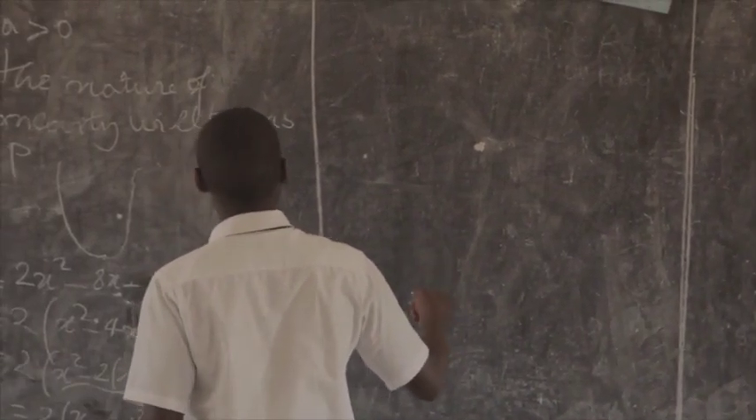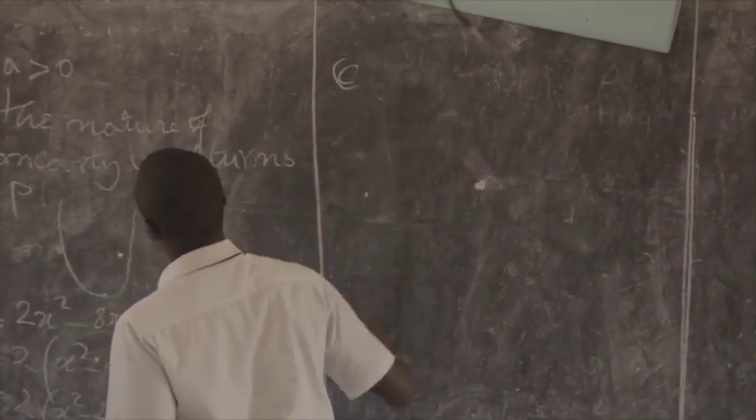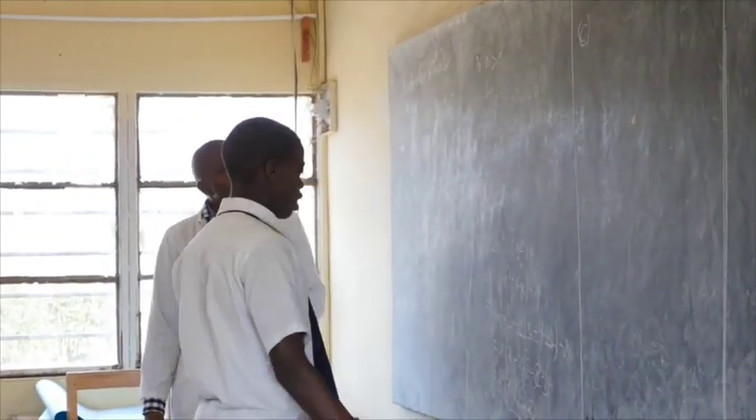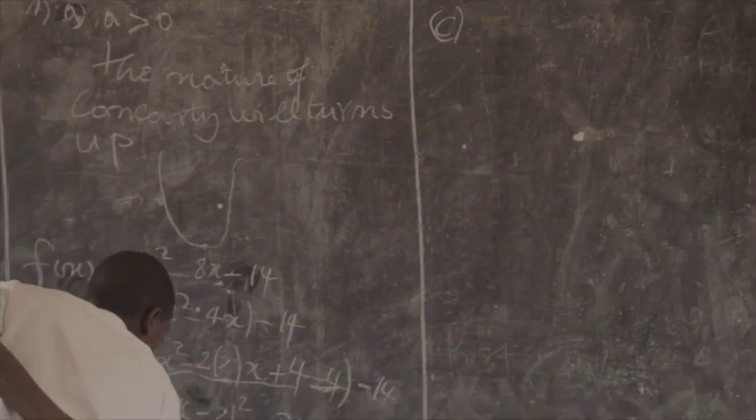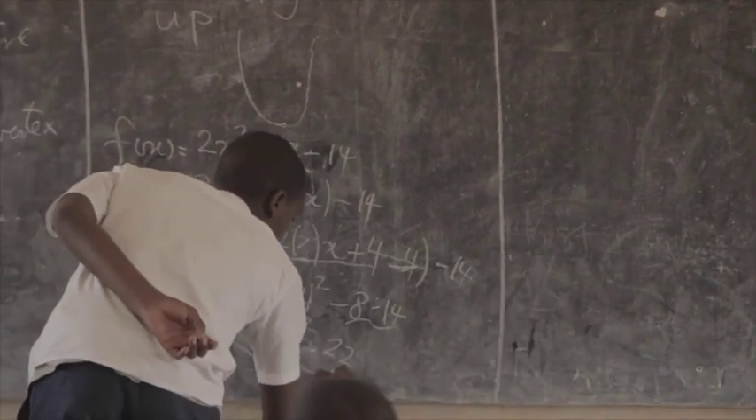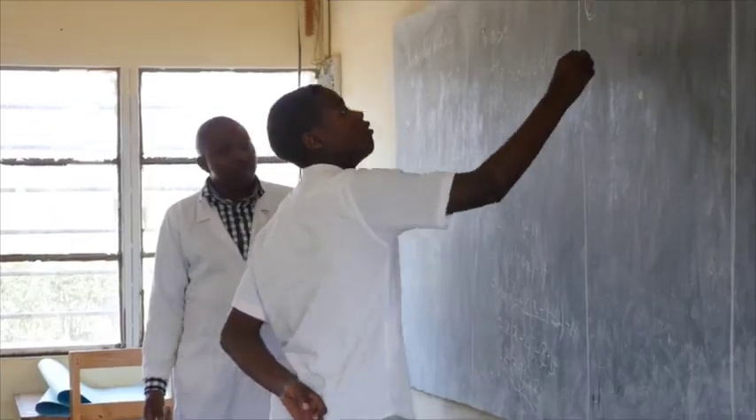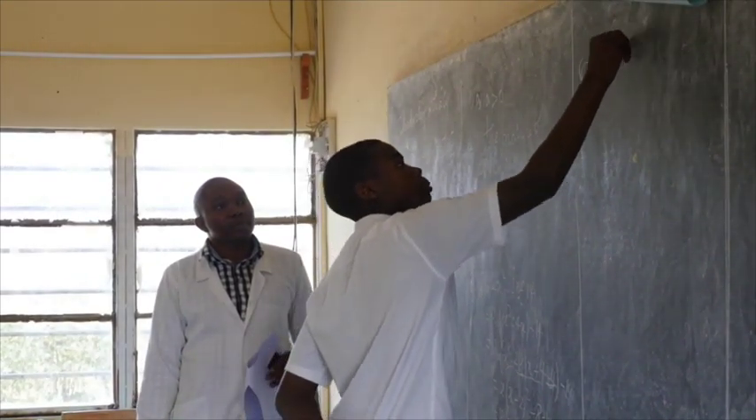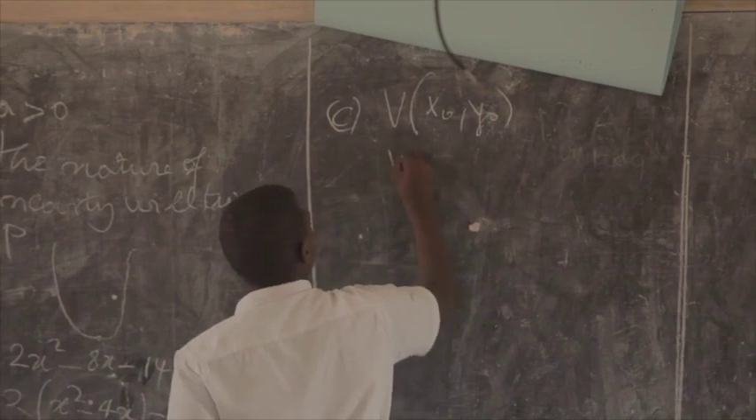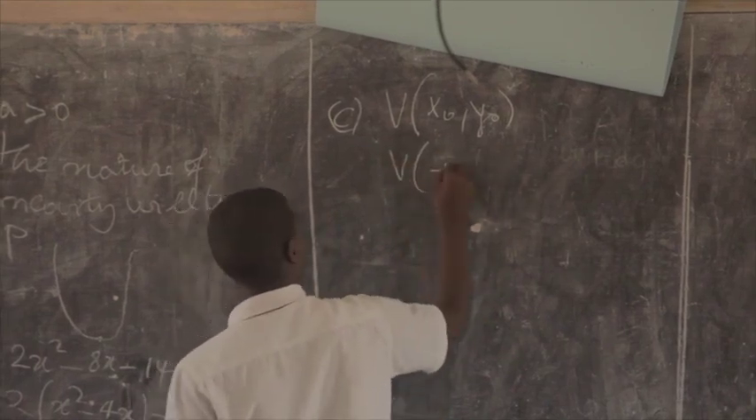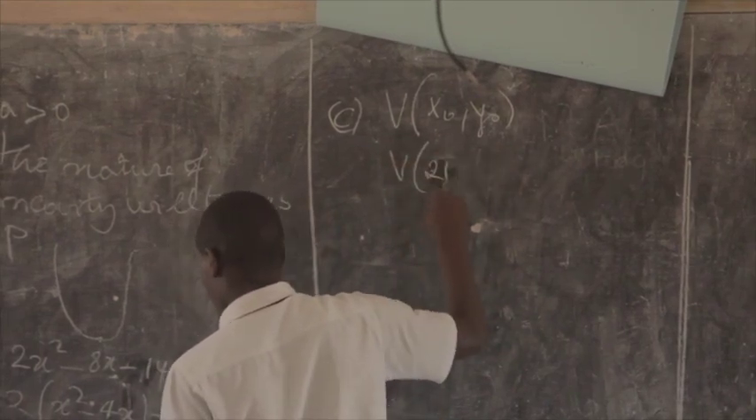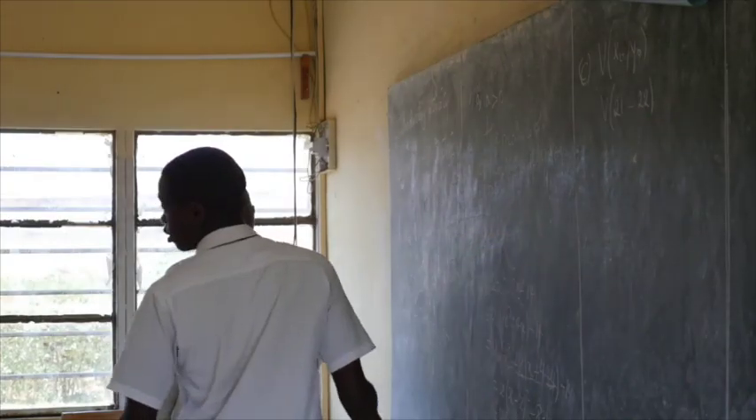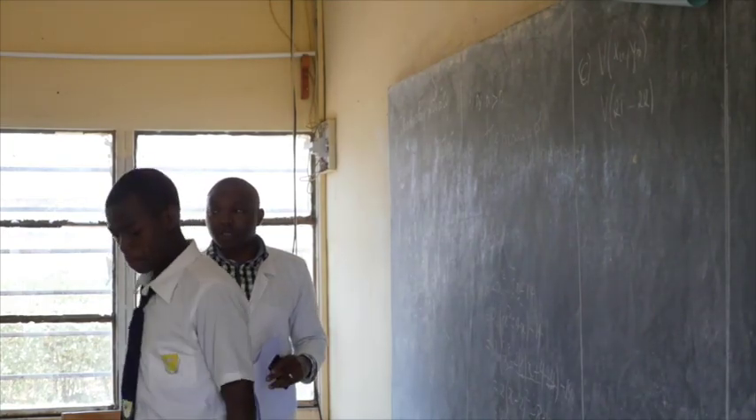Determine the vertex of this function. In part C of this question, we are asked to determine the vertex. As we know in the formula here, there is x naught and y naught, meaning that the vertex will be x naught, y naught. The vertex will be 2 and minus 22. Is there any question you can ask?